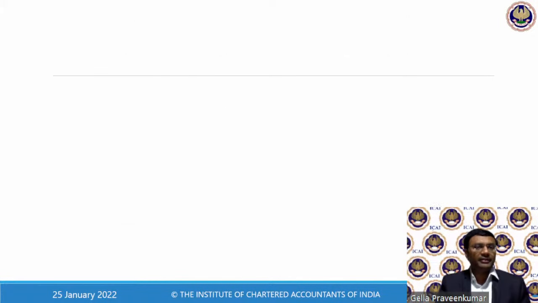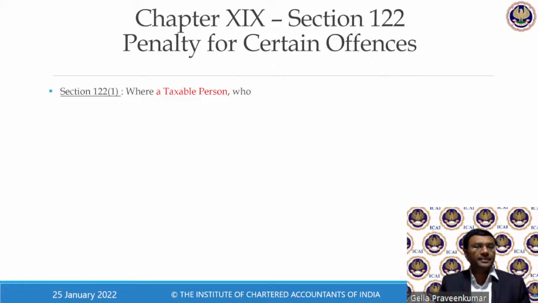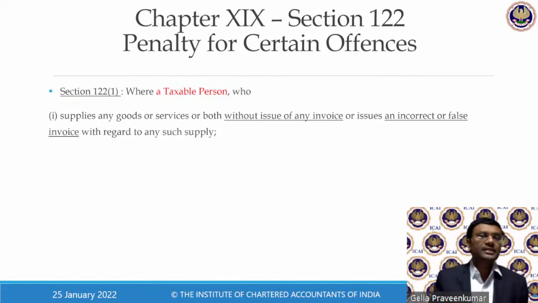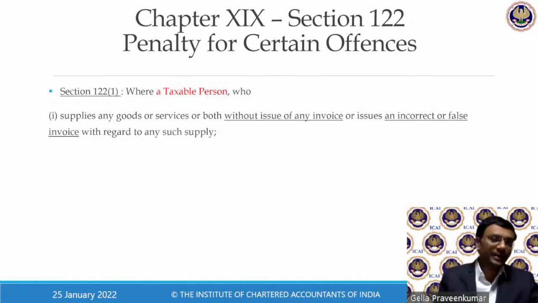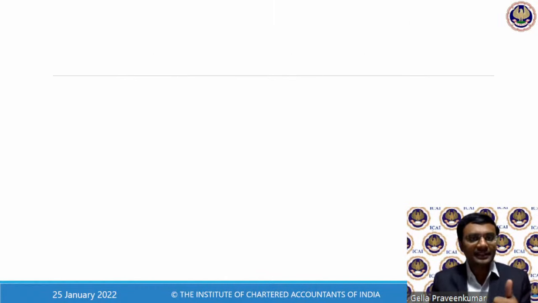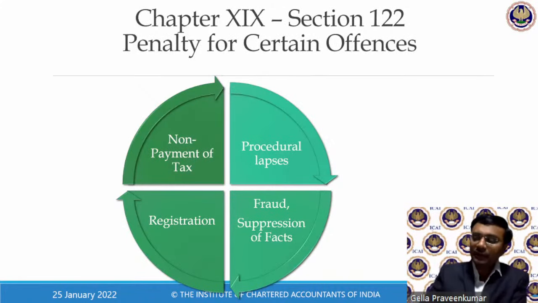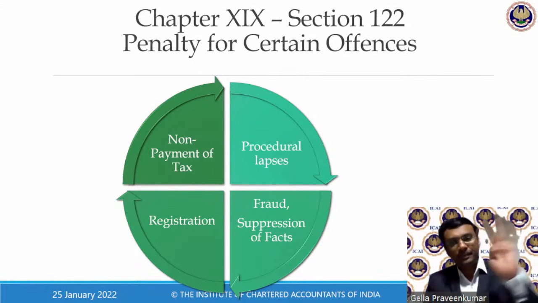Now, quickly, let's go through these 22 points. Point number 1: supplies goods or services without issue of an invoice, or issues an incorrect or false invoice. Fraud. I have supplied the goods, I didn't give an invoice. Why? Intent to evade payment of tax. Fraud. Students, just keep in mind, there are 4 buckets. One called fraud, the second bucket called procedural, the third bucket called registration, and the fourth bucket called non-payment of tax.